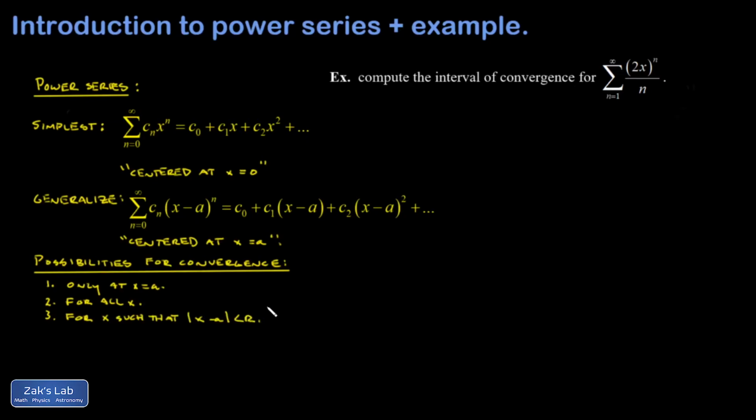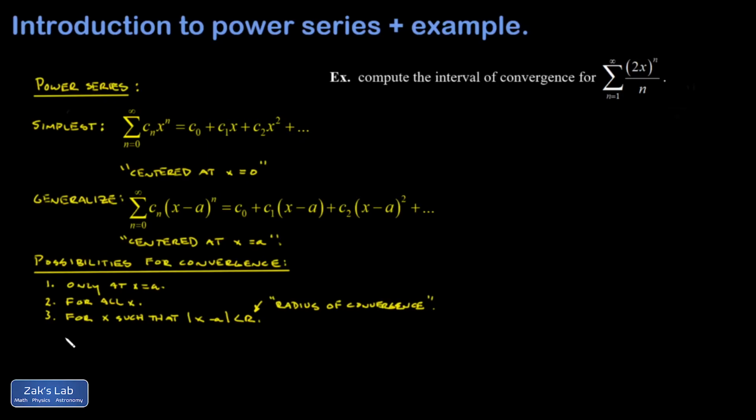And so I said for x such that the absolute value of x minus a, that means the distance between x and a, is less than some value r. This r is then called the radius of convergence. And again, if x is within a distance of r of that center point a, then you would have a convergent series, and if it's outside of that, you would have a divergent series.